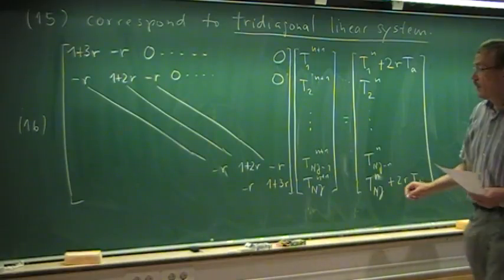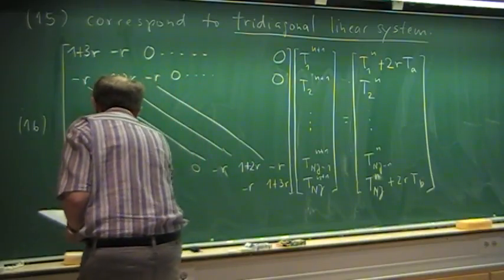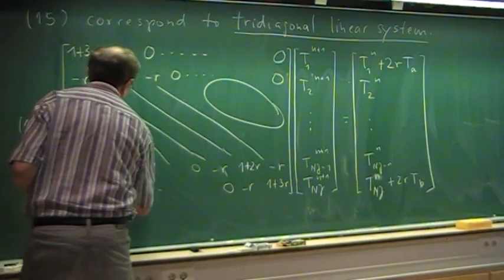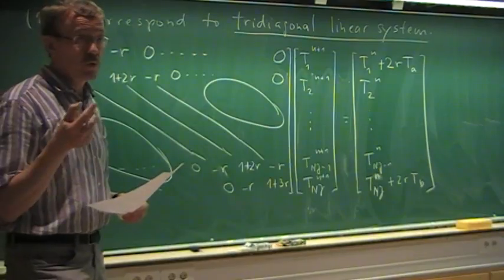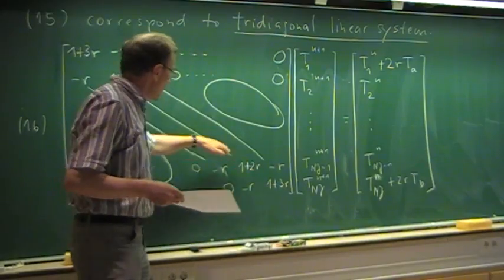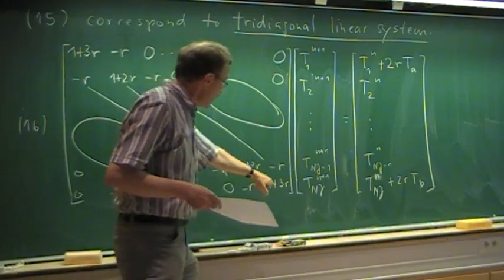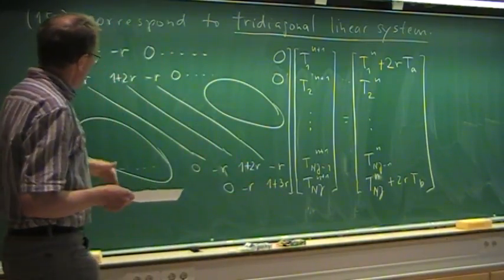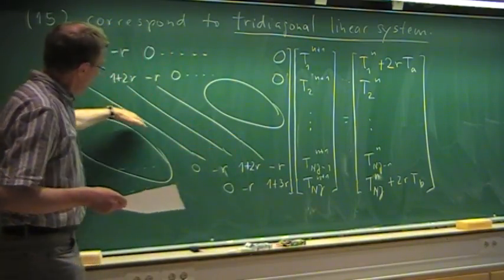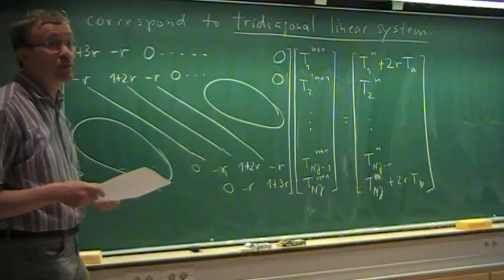And the rest here in the matrix, I didn't note it. Here we will have zeros all the way, zeros all the way. And the rest here, everything is zero. So we have just three diagonals. Therefore the name tri-diagonal, three diagonals. The center diagonal, which has mostly 1 plus 2r, except for the upper left and the lower right elements, which are 1 plus 3r, and the upper and lower subdiagonals have only minus r in it. So that defines then the tridiagonal linear system.